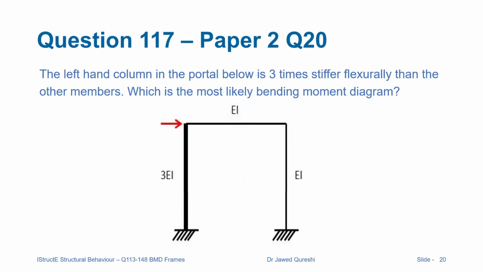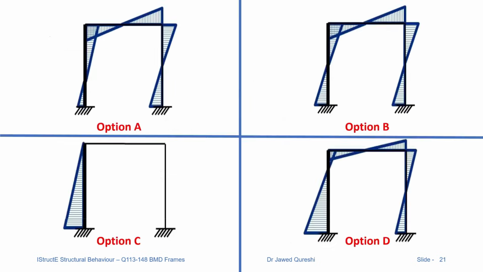So the left hand column in the portal frame below is 3 times stiffer flexurally than other members. Which is the most likely bending moment diagram? So we have to find out the bending moment diagram. For this type of frame, we will always have double curvature in all members.